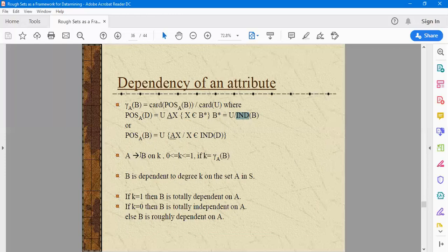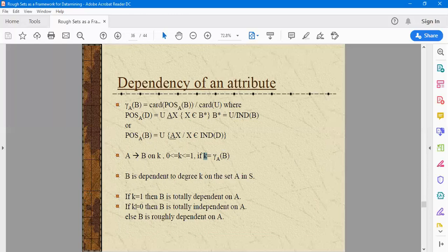So if A tends to B, it means B is dependent on A. So A tends to B in degree K. That means 0 is less than or equal to K is less than or equal to 1, if K is equal to gamma A of B. So in simple terms, K is nothing but the dependency. Okay. So B is dependent to degree K on the set A in S. If K is equal to 1, then B is totally dependent on A. So that means it is an indispensable attribute.